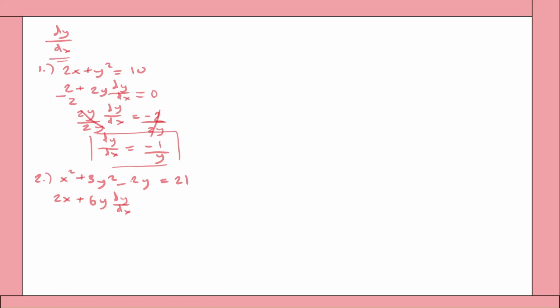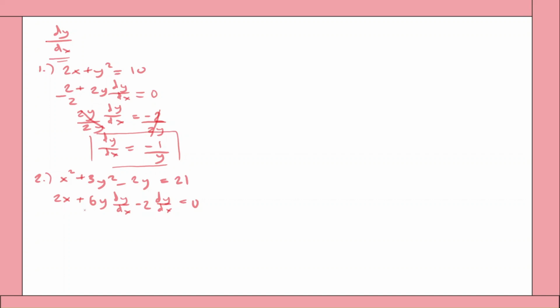Then we want to take the derivative of this one right here. So we know that the derivative of y is just 1, so this turns out to just be negative 2, and then dy dx. So we have two dy dx terms, but it doesn't matter. We can have as many as we want. Don't worry, it doesn't really change the process. So 21, remember, it's a constant, so it turns into 0.